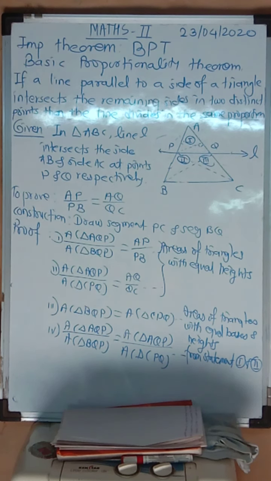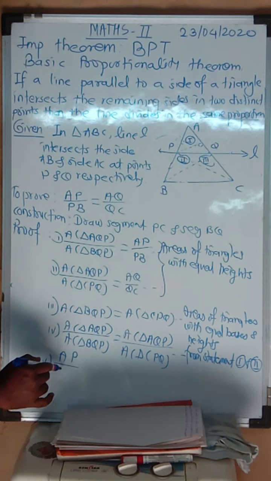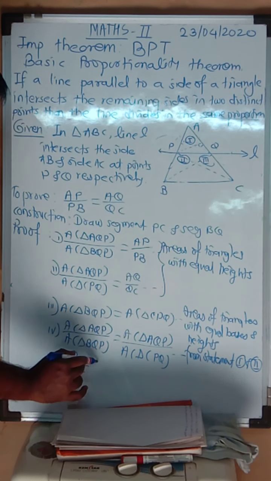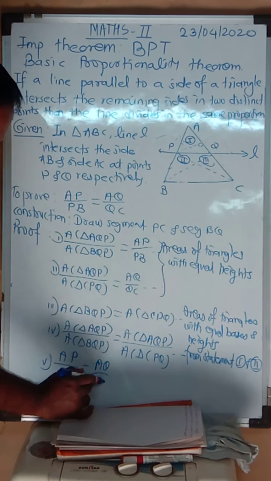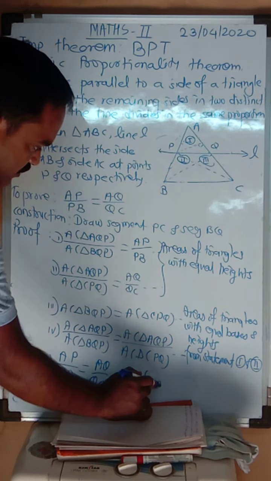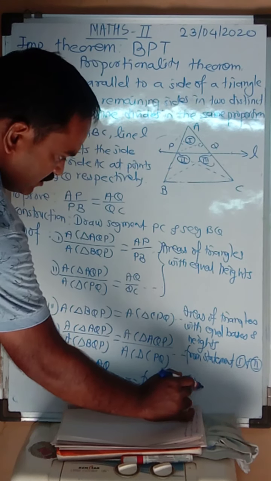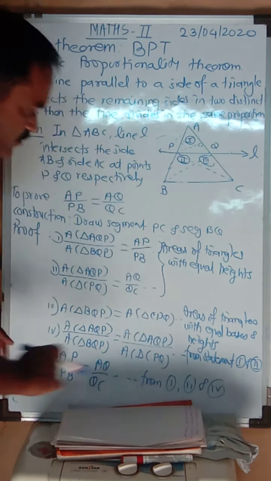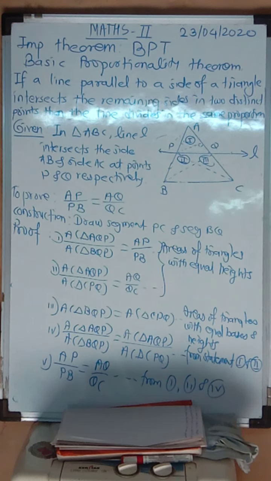And you know that in case of any two equations, if the left sides of both statements are equal, that means remaining right sides are also equal. So we can write that AP upon PB is equal to AQ upon QC. This is from statements first, second, and statement number 4. This is our proof. To prove AP upon PB is equal to AQ upon QC.